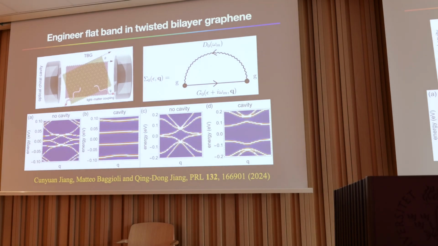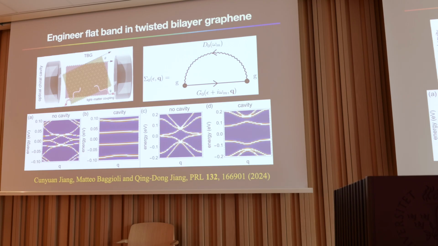We can also use the cavity to change many-body states. Let's talk about twisted bilayer graphene. It is very interesting because it can generate superconductivity at a magic angle. But this magic angle is not stable. Configurationally, it can easily relax to other angles and generate angle disorder. So in experiment it's hard to do that. How can you still get a flat band away from the magic angle? That's what we did.